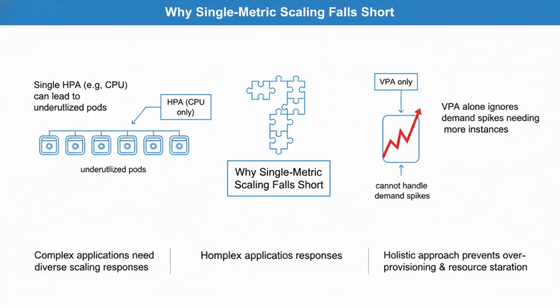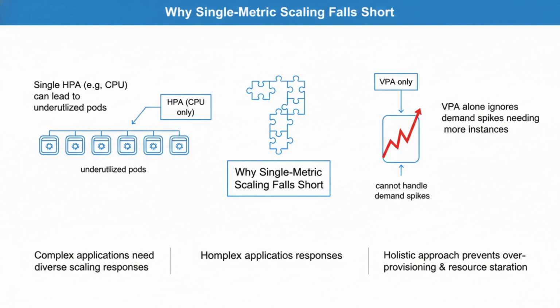Relying on a single autoscaling method or metric, like just HPA on CPU, often leads to inefficiencies. HPA alone might create many small, underutilized pods if the application is memory-bound rather than CPU-bound, or if its performance bottleneck is entirely different, like database connections. VPA alone might over-provision if traffic spikes require more instances, not just bigger ones. Custom metrics are powerful, but need the underlying scaling mechanisms.